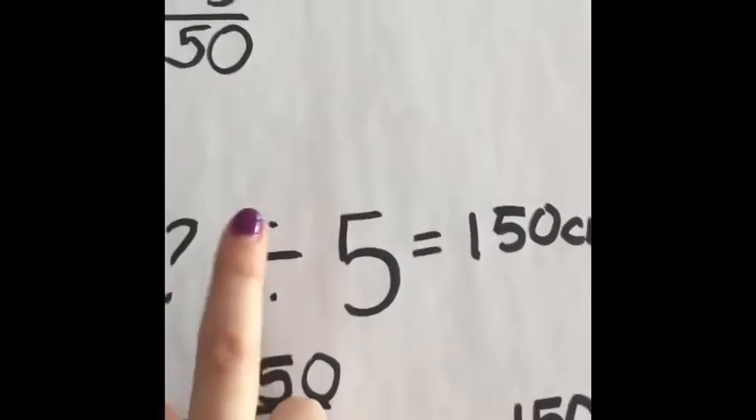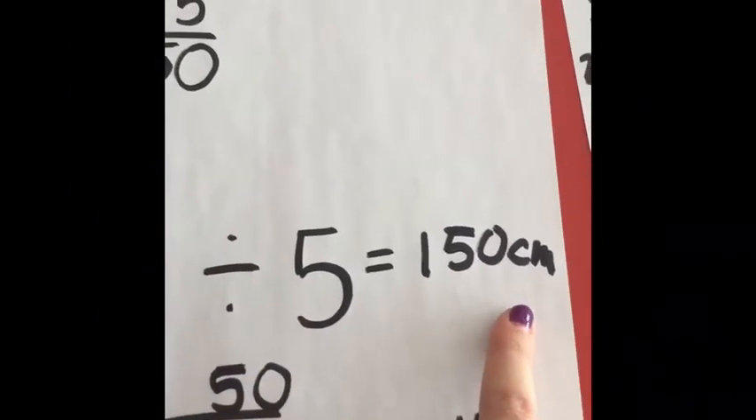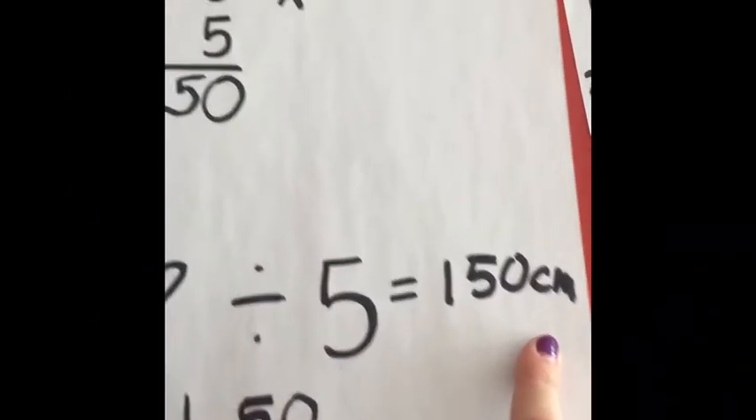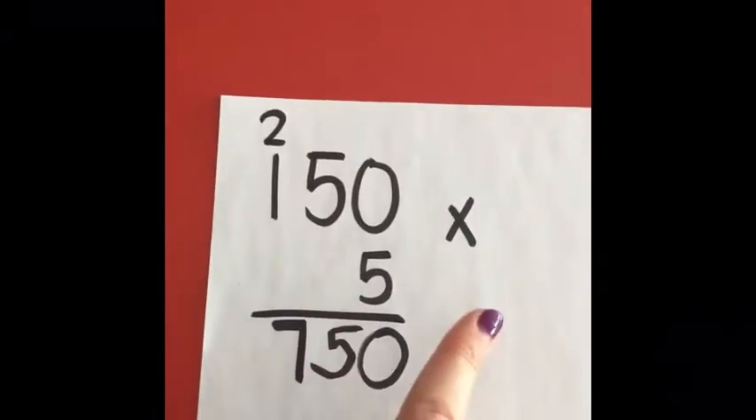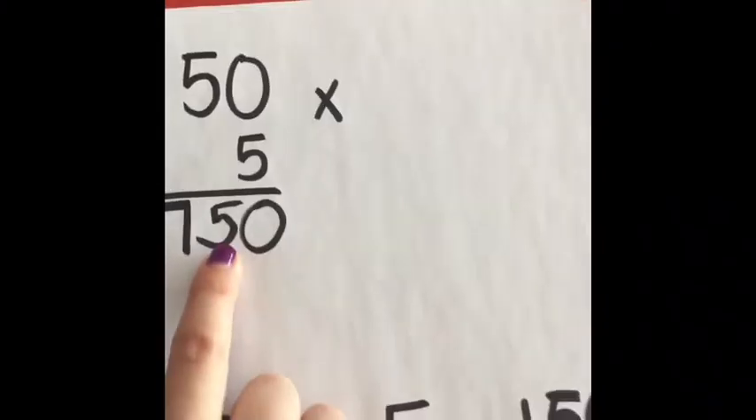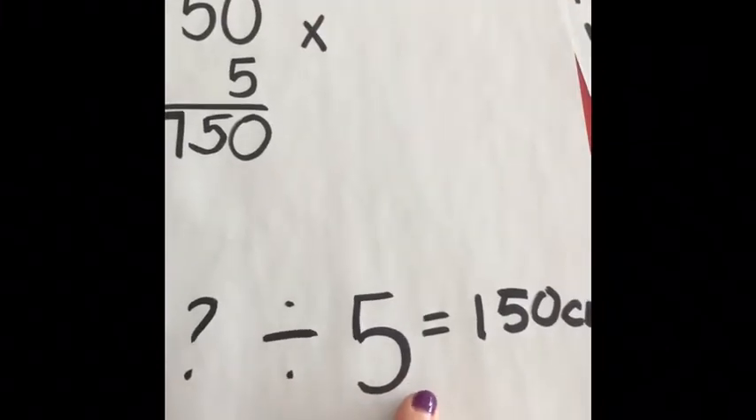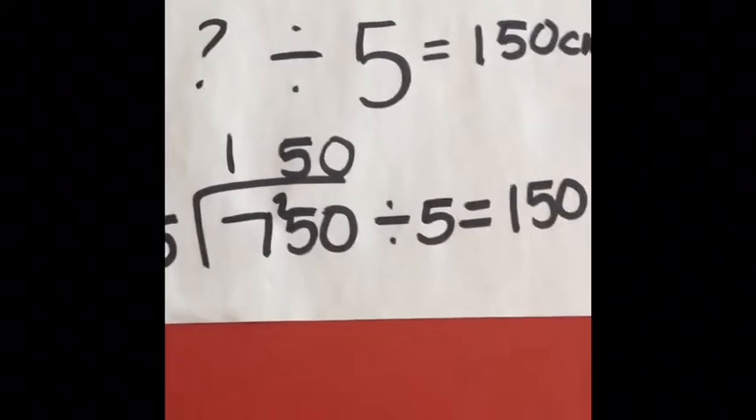So in order to do this, I've flipped this, because this sign goes across to the equals and changes to the inverse, and I've used 150 times 5. Okay, so that equals 750. So I know in my number sentence that 750 divided by 5 equals 150, and I've done it down here to prove it to you.